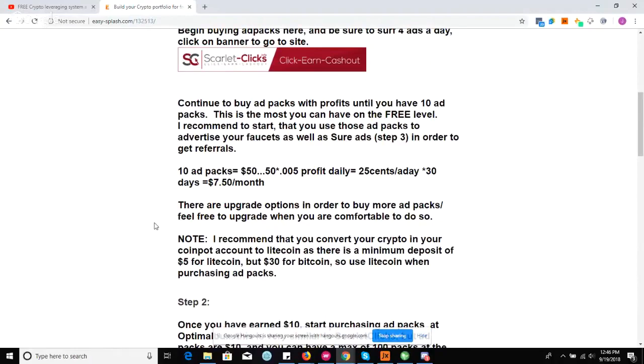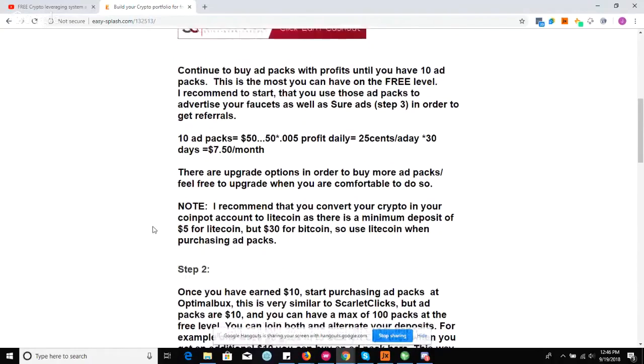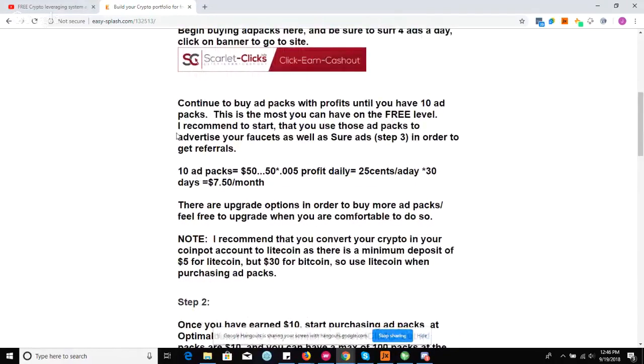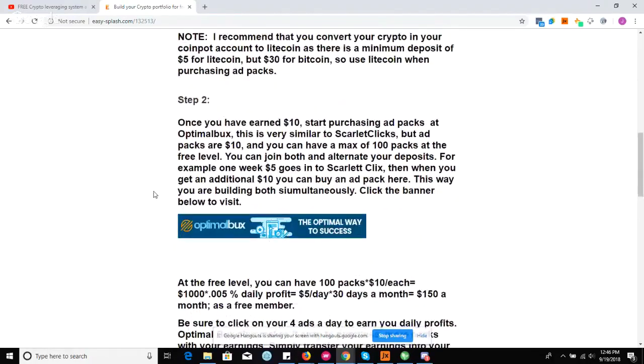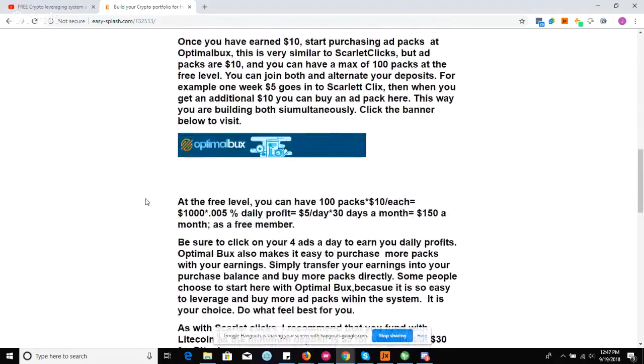But like I said, I'm going to start putting more funds into Scarlet Clicks just because the advertising is so effective, and I'm getting referrals and referral commissions from the advertising, and it's worth it to me. But I do love Optimal Bucks and the fact that free members can have 100 packs. That's huge. That is a lot.